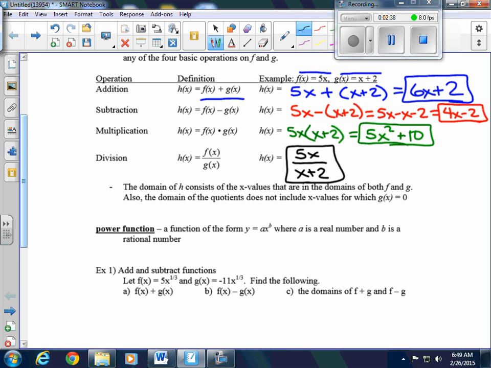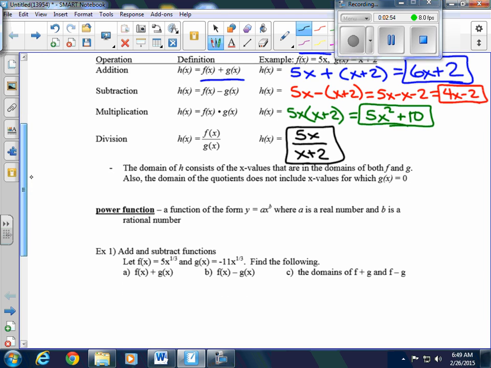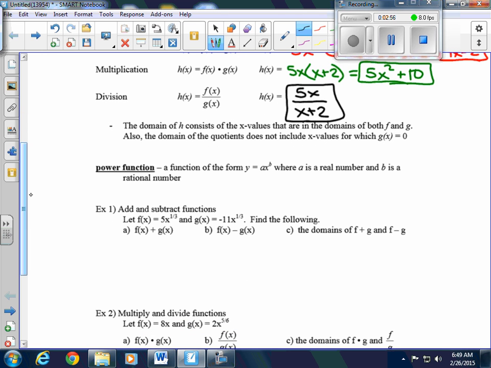All right, the domain of h consists of the values that are in the domain of both f and g. Also, the domain of the quotient does not include x values for which g of x equals 0. Next thing we're going to talk about is something called a power function. And a power function is a function of the form y equals a times x to the b power, where a is a number and b is a rational number. So we're just going to use these power functions now to do the same type of thing.